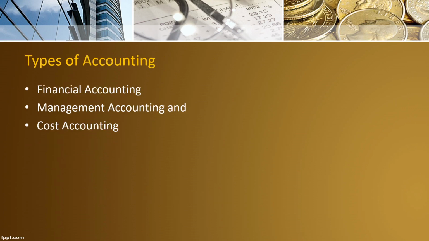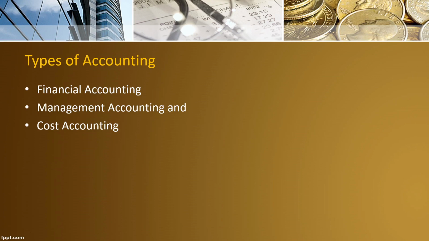So moving forward, there are some types of accounts. There are three types of accounts: financial accounting, management accounting, and cost accounting. So what is financial accounting actually? It deals with recording and preparation of statements revealing the income and financial position of the business on the basis of the events which have happened in a particular period. We have a financial year, starting on the 1st of April and ending on the 31st of March. This is called the financial year.